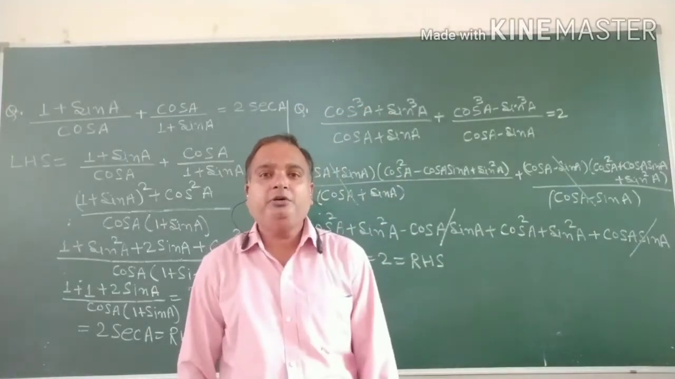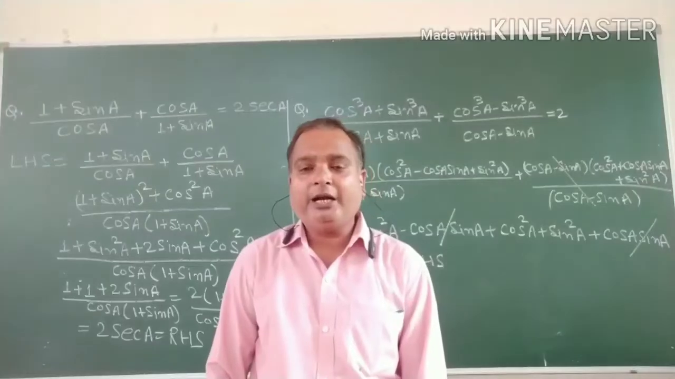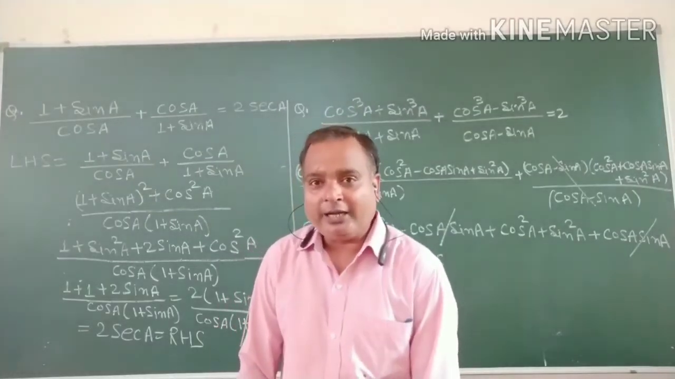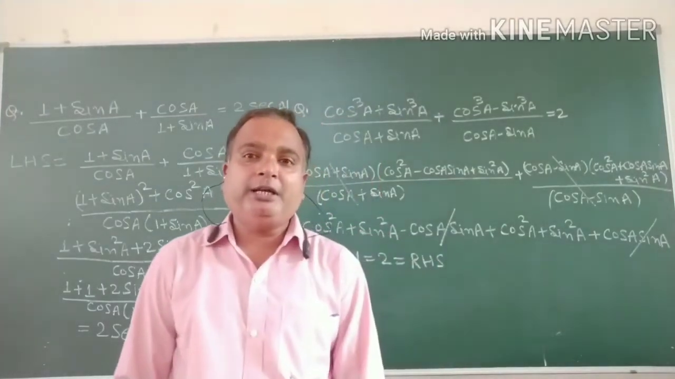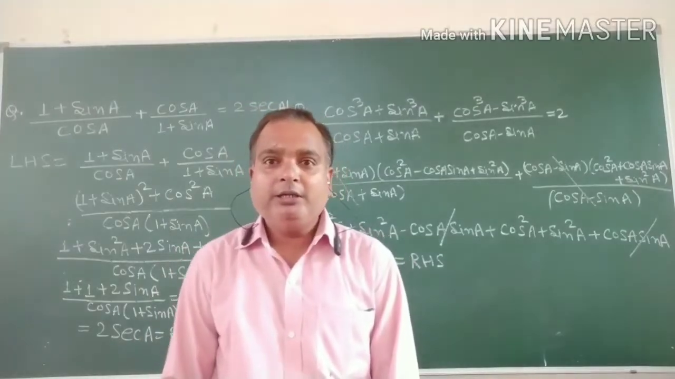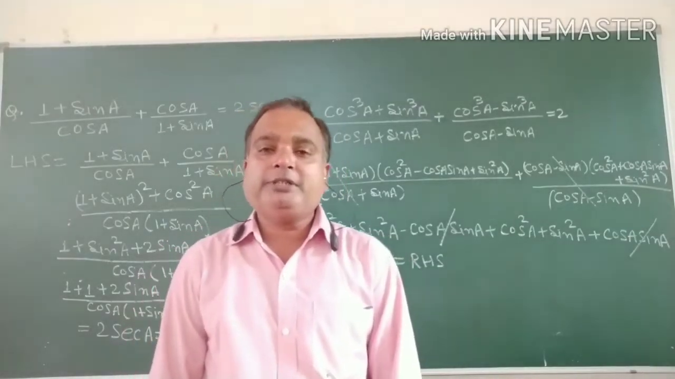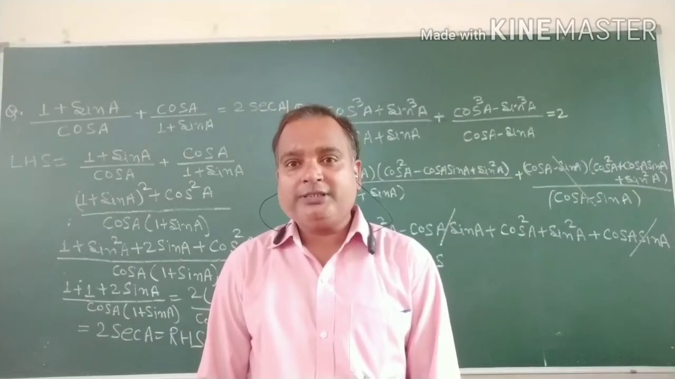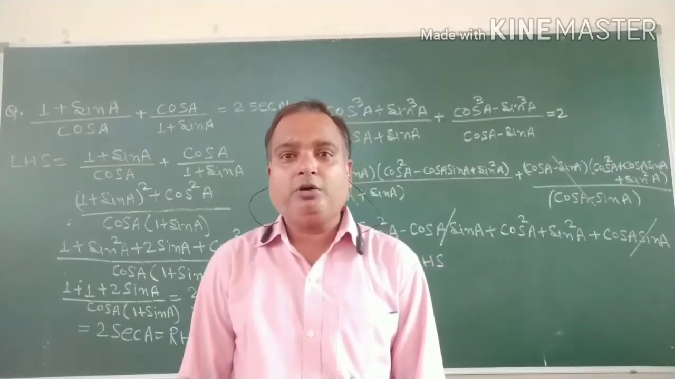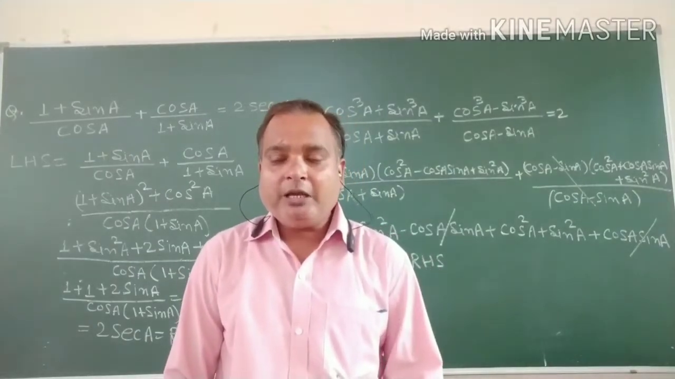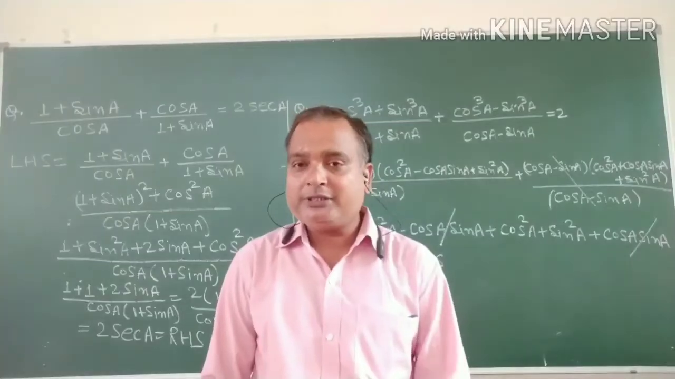In the last video on trigonometric identities, I explained the main identities like sin square theta plus cos square theta equal to 1, sec square theta equal to 1 plus tan square theta, and cosec square theta equal to 1 plus cot square theta. Now अभी हम उस टॉपिक को कंटिन्यू करते हुए कुछ क्वेश्चन सॉल्व करेंगे.